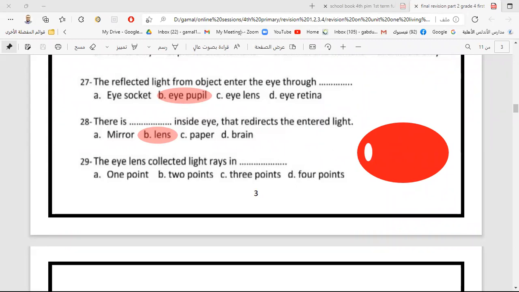When you are seeing something here, like a pen or a tree, the eye lens collects the image here in 1 point. It collects the light in 1 point. So this is the function of the eye lens. Collect the light in 1 point. Okay, my son. The answer is 1 point.